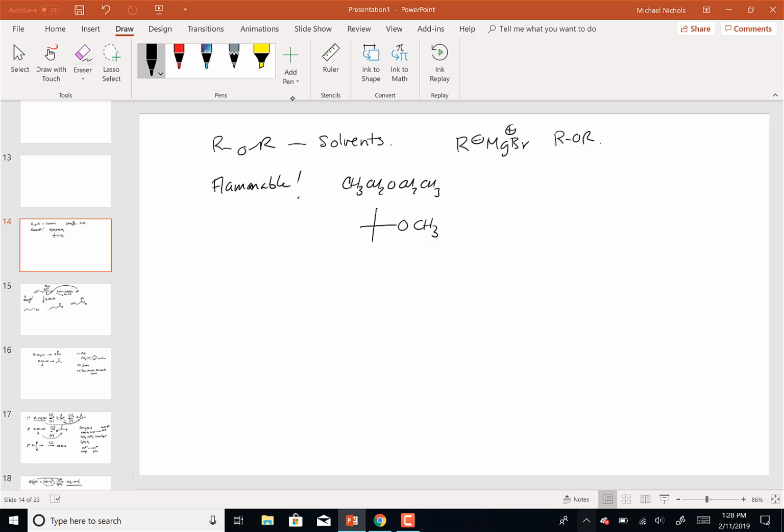So that's one problem with ethers. Good solvents, we just have to deal with the flammability. The other problem with ethers is that they can form peroxides. So what's that? Well, let's take our diethyl ether that we use in lab all the time. And diethyl ether can react with oxygen gas that is in its paramagnetic form.